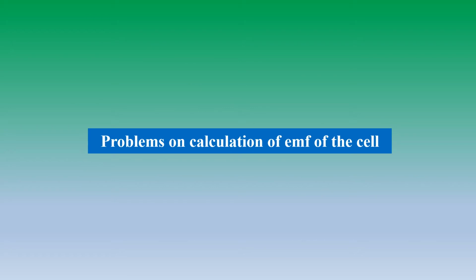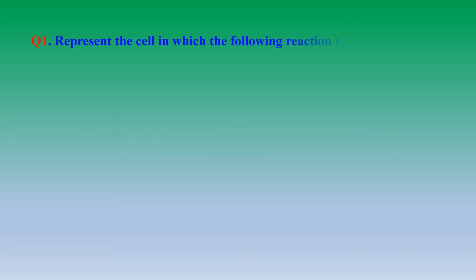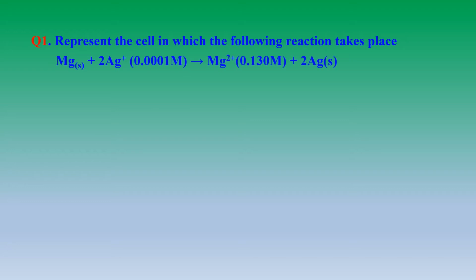Problems on calculation of EMF of the cell or cell potential, it is also called as cell potential. Let me consider one problem on cell potential or EMF of the cell. Represent the cell in which the following reaction takes place: Mg plus 2Ag plus, its concentration is 0.0001 molar, gives Mg2 plus, its concentration is 0.130 molar, plus 2Ag. Calculate E cell, that is cell potential, if E naught of cell is equal to 3.17 volt.